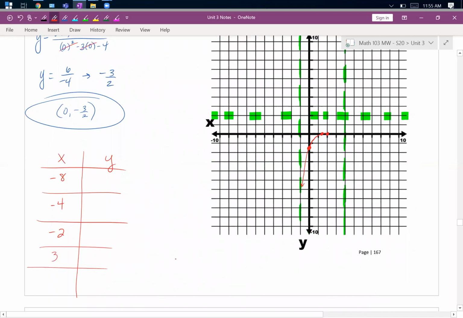And then I want that third region, the region to the right of our second vertical asymptote. So I'll go just on the other side, x equals 5, and then a little further out at 8.